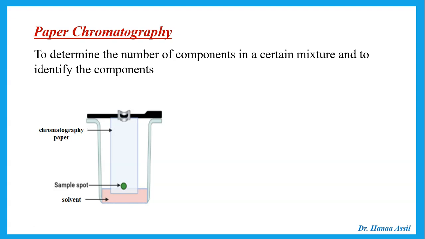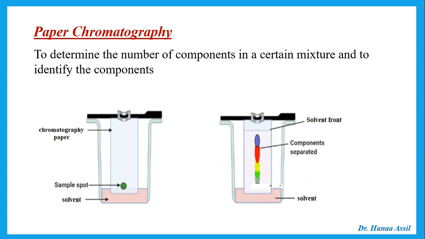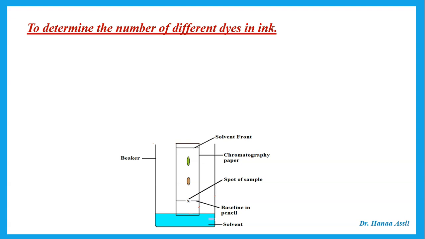So we put a spot of the sample on a baseline near the bottom of the rectangular chromatography paper. Put the paper into a beaker containing a small amount of solvent. Allow the solvent to move up the paper. As the solvent moves up the paper, the components start to separate based on their solubility in the solvent. So the one that is more soluble will go up, the one that is less soluble will go down.